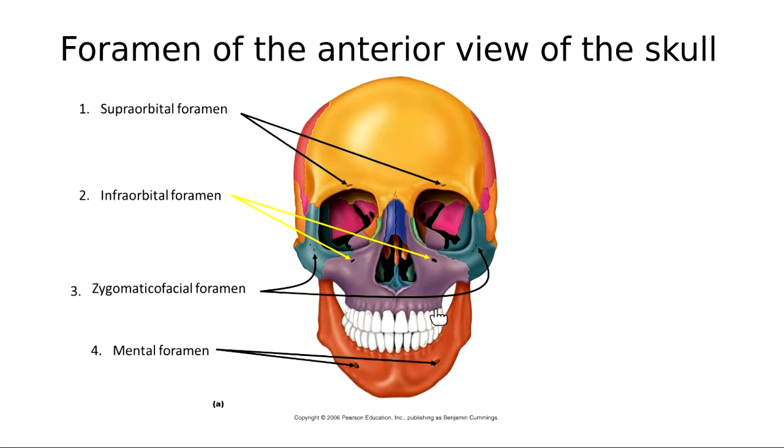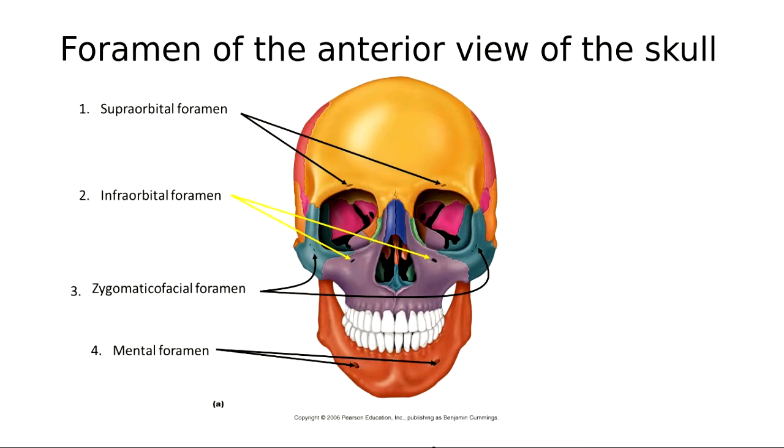So it's real easy. They go right down the front of the face. Supraorbital foramen, infraorbital foramen, zygomatico-facial foramen, and mental foramen. All right, so that's just a real short little list that gives you all the foramen on the front of the skull that you're going to be held responsible for.